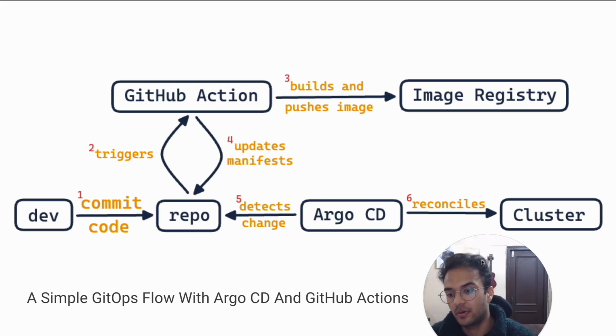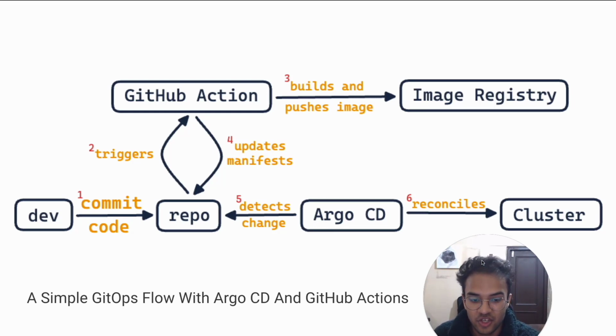We'll have a developer, and the whole idea is that when they commit code, that should trigger a GitHub action. Now, what this GitHub action will do is it will build the latest container images based on the commit which was merged, and it will push those images into an image registry. The next thing it will do is that once those images have been pushed, it will update the manifest with the latest image tag which it built and pushed. So it will create a commit in the repo which updates the manifest.